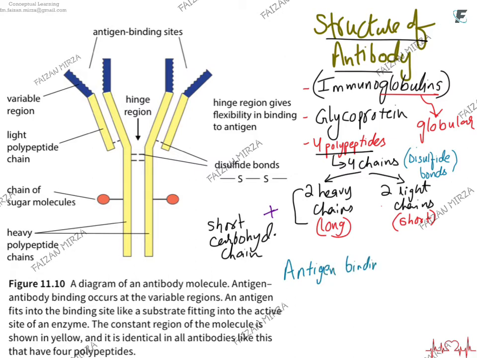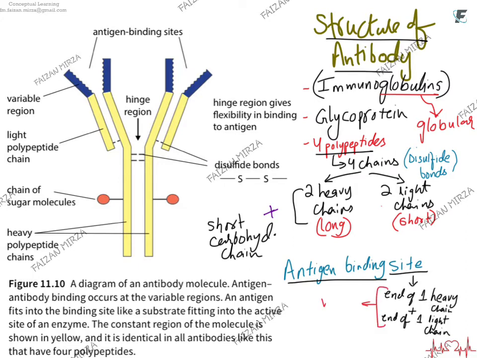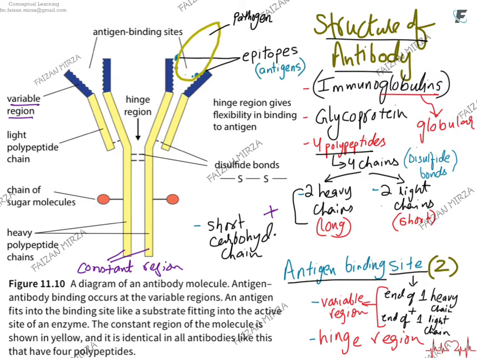The binding site of the antigen is made up of one part of the heavy chain and one part of the light chain. So this together makes up one antigen binding site. The second antigen binding site is also similar, and it has a variable region. That's why there are 2 antigen binding sites in every antibody. This is how the pathogen can attach.